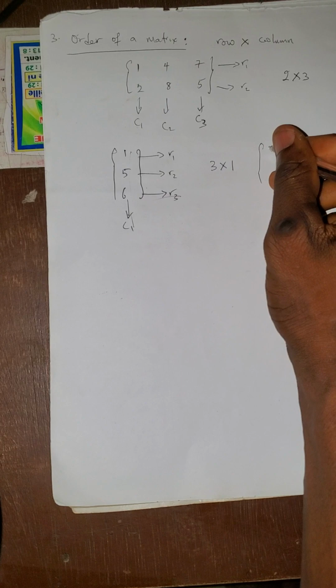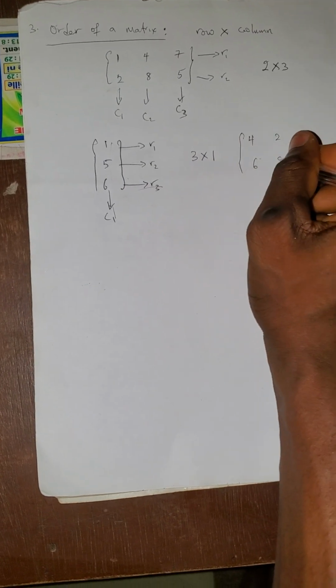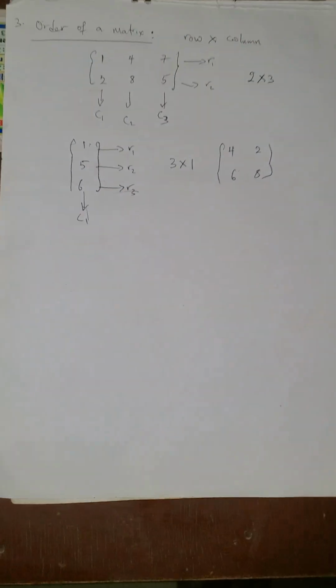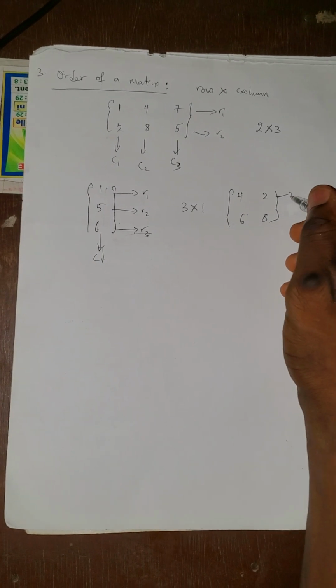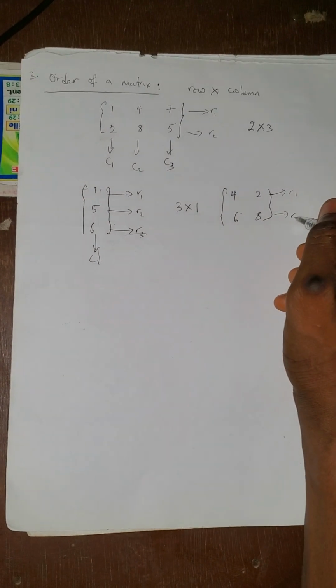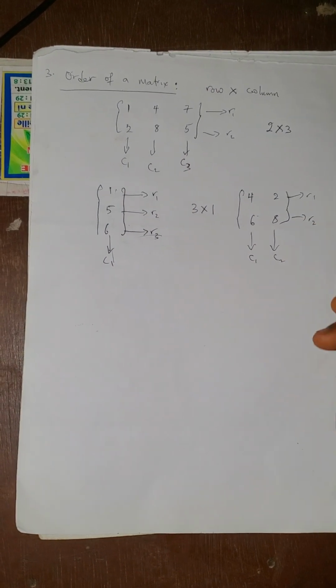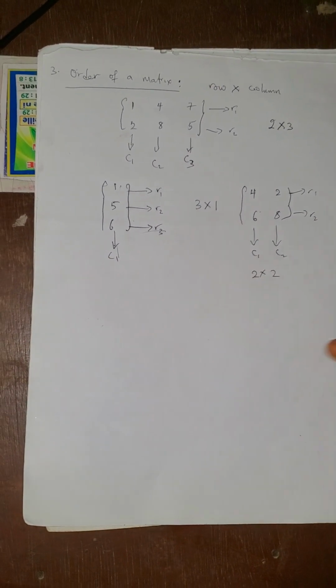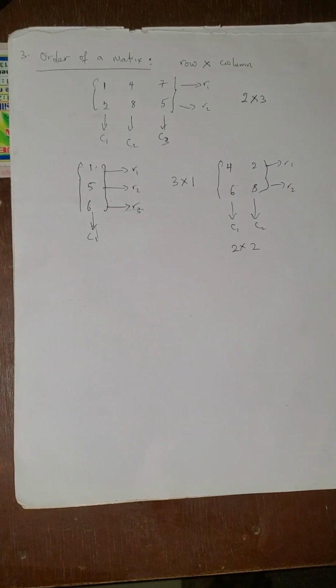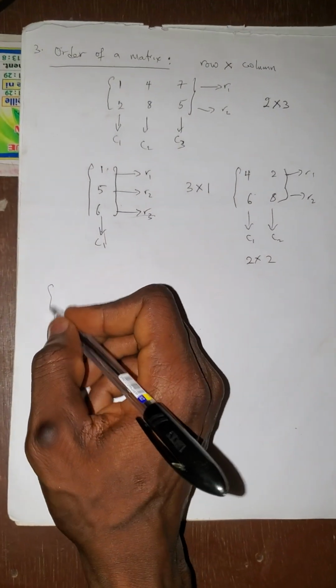Let's do another one. We have 4 2 6 8. Now if you check this very well, this one contains first row, second row, first column, second column. So this is 2 by 2. But don't forget the rows come first before the column.